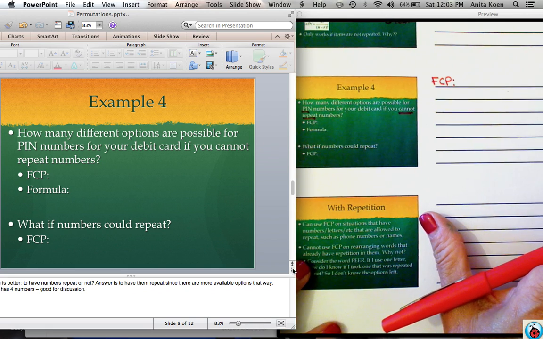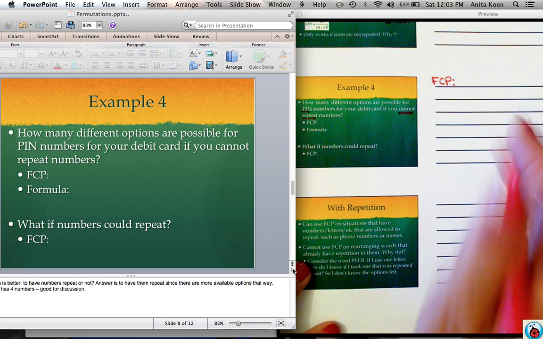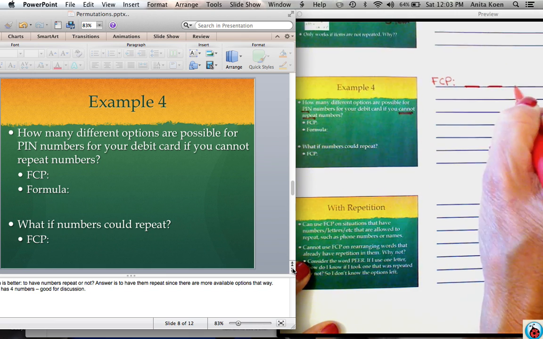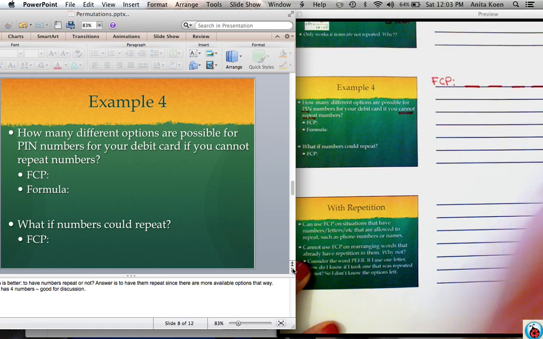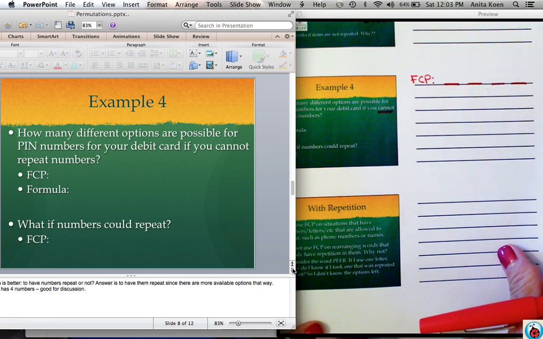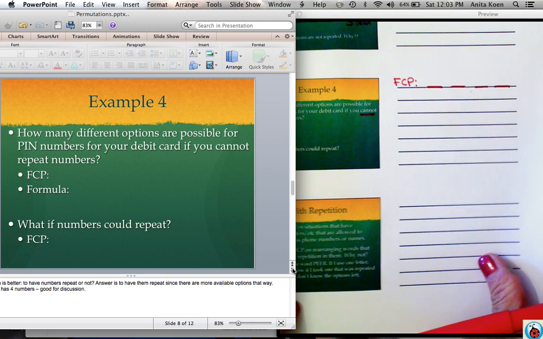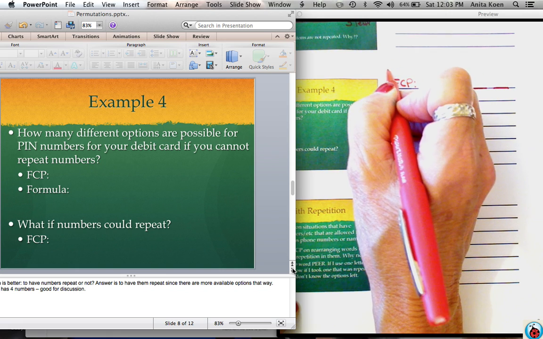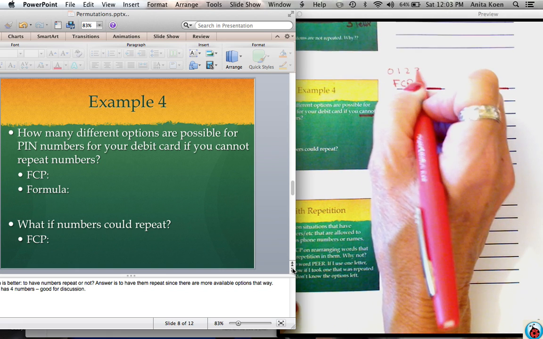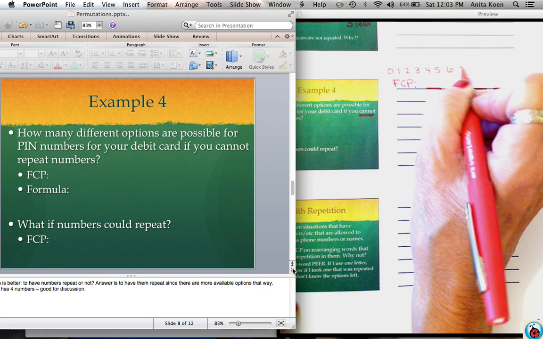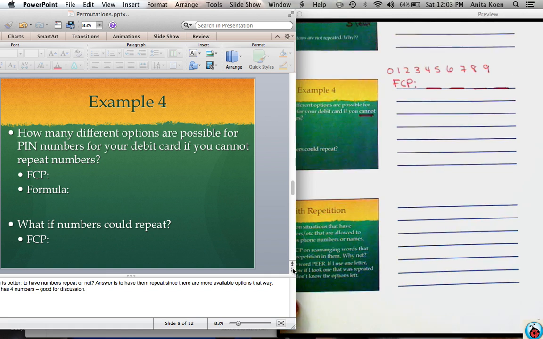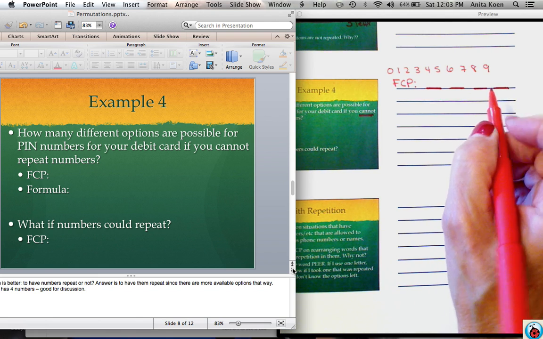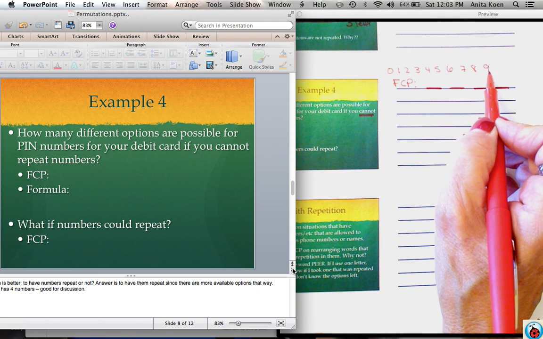How many numbers are in a debit card PIN? Well, most debit card PIN numbers have 4 numbers in them. So we're going to be picking 4 numbers. Now, what are we going to be picking from? Well, we're going to be picking from the digits 0, 1, 2, 3, 4, 5, 6, 7, 8, and 9. Those are the numbers that we can pick from to put into our 4-digit PIN number. There are 10 digits here.